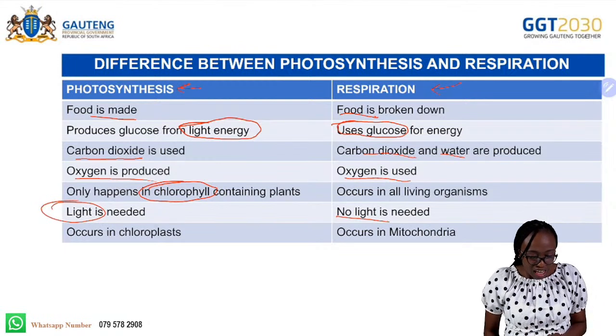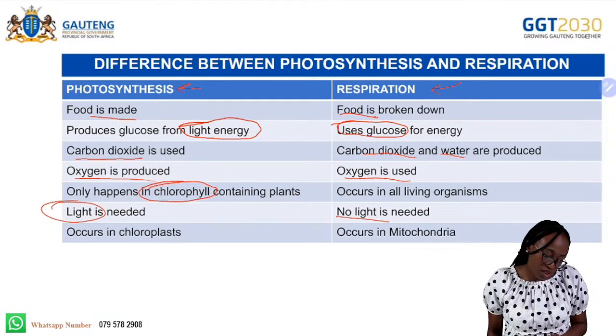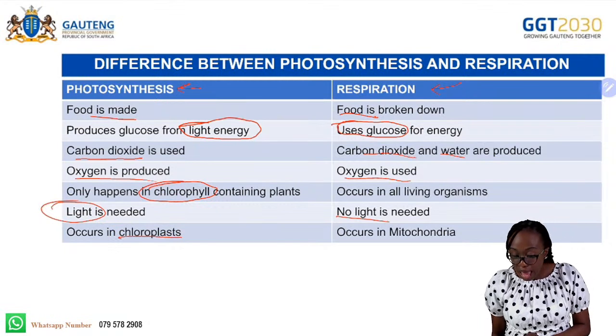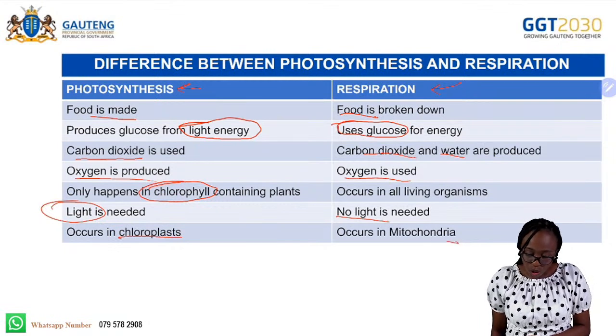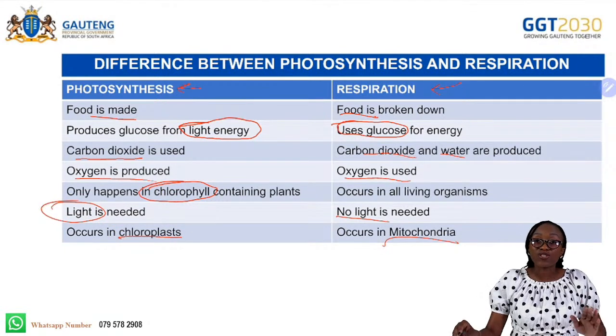And then photosynthesis occurs in chloroplast, and respiration occurs in mitochondria. So those are the two differences.